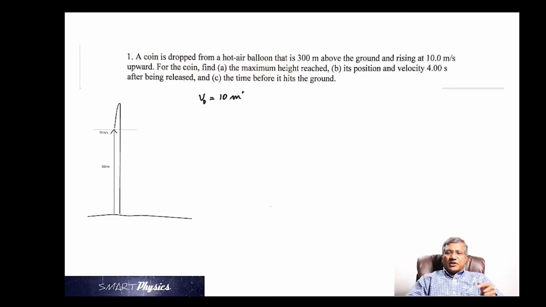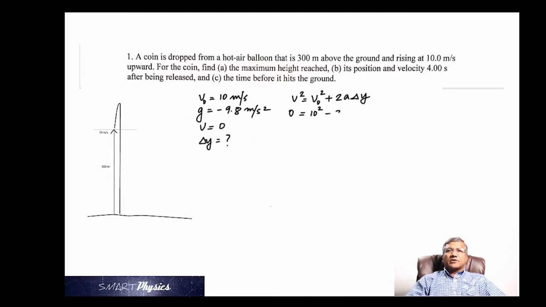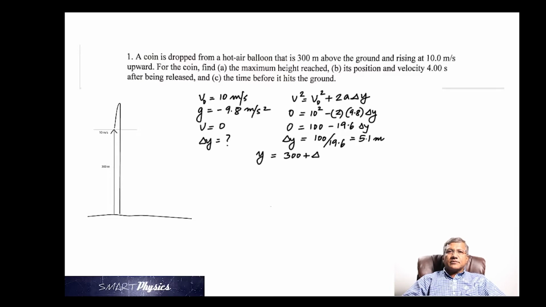In order to do that, we have the initial velocity, 10 meters per second, and the acceleration due to gravity. We know that the final velocity at the maximum height will be 0. That's a very important point. And we are going to calculate delta y, which is the displacement along the y-axis. The equation that fits this occasion is v squared is v naught squared plus 2a delta y, and when we substitute the numbers and calculate, you get delta y as 100 divided by 19.6, which is 5.1 meters. So now add the 300 to the 5.1 meters, and we get the maximum height as 305.1 meters.